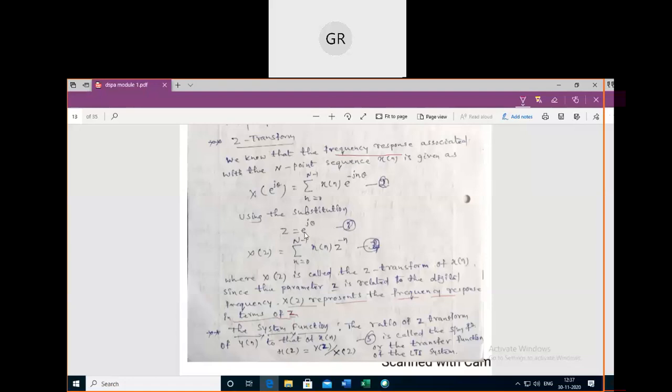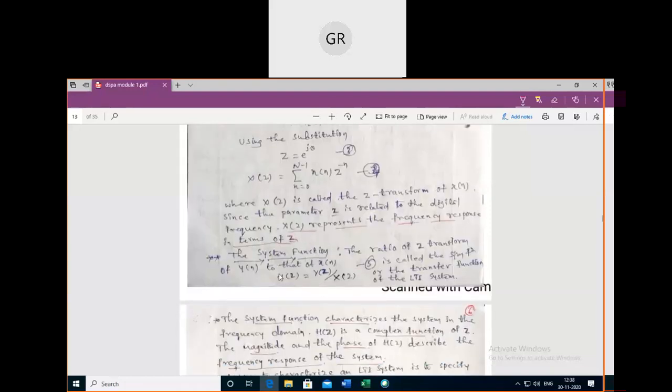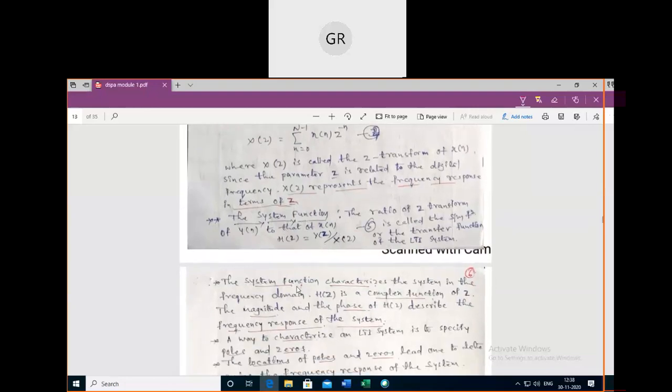Okay, then the system transfer function. What is the system function? That is the ratio of Y of z divided by X of z. That is the system function. We also call it H of z. When we take the inverse transform of this H of z, we will get the unit impulse response.